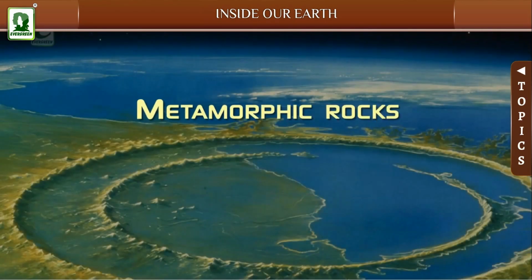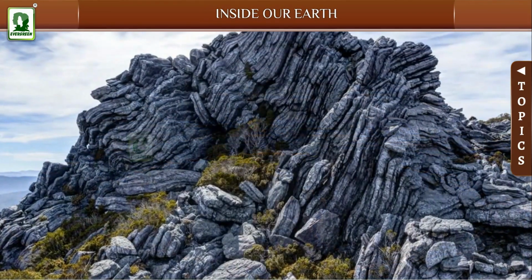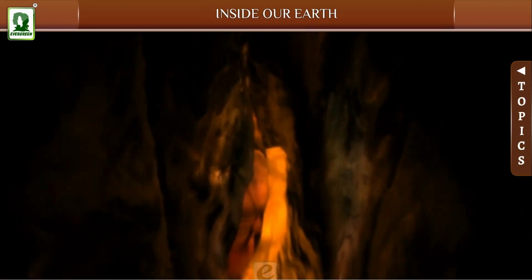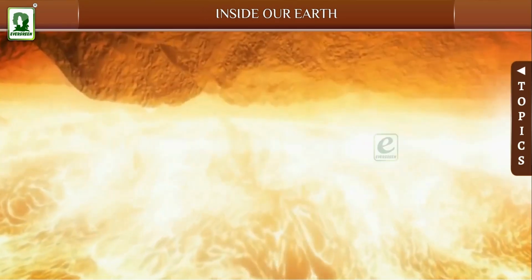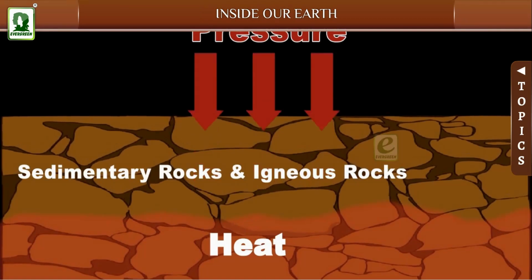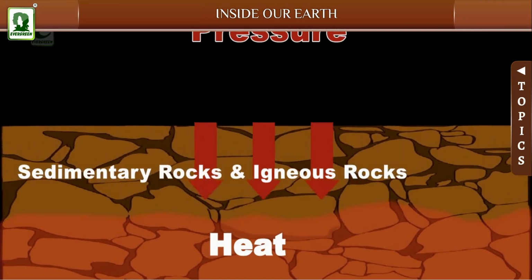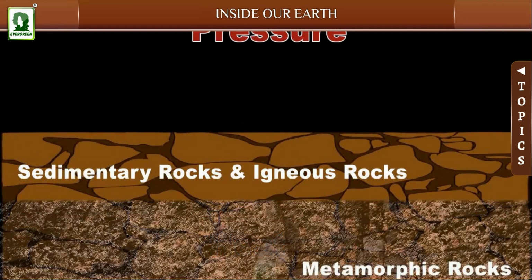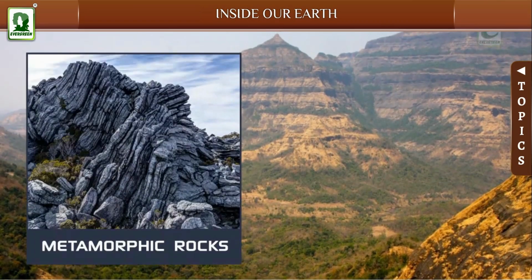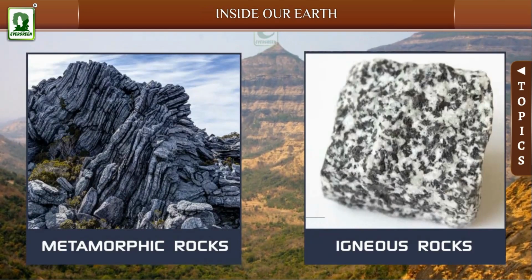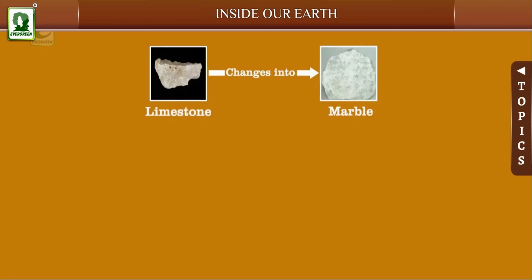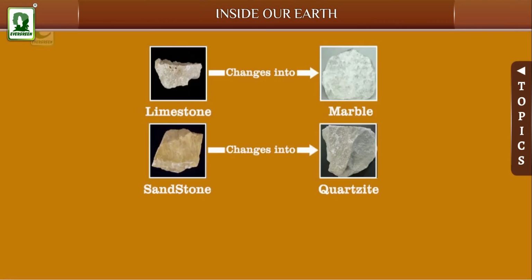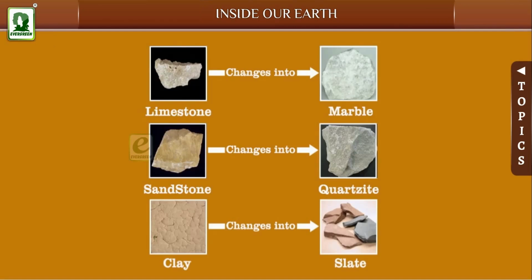Metamorphic rocks. Metamorphic rocks are formed beneath the surface of the earth when the sedimentary or igneous rocks get buried deep into the earth. Heat and pressure inside the earth bakes the rocks, changing them into something new. Deccan Plateau is made up of metamorphic and igneous rocks. Great heat and pressure inside the earth changes the limestone into marble, sandstone into quartzite, and clay into slate.